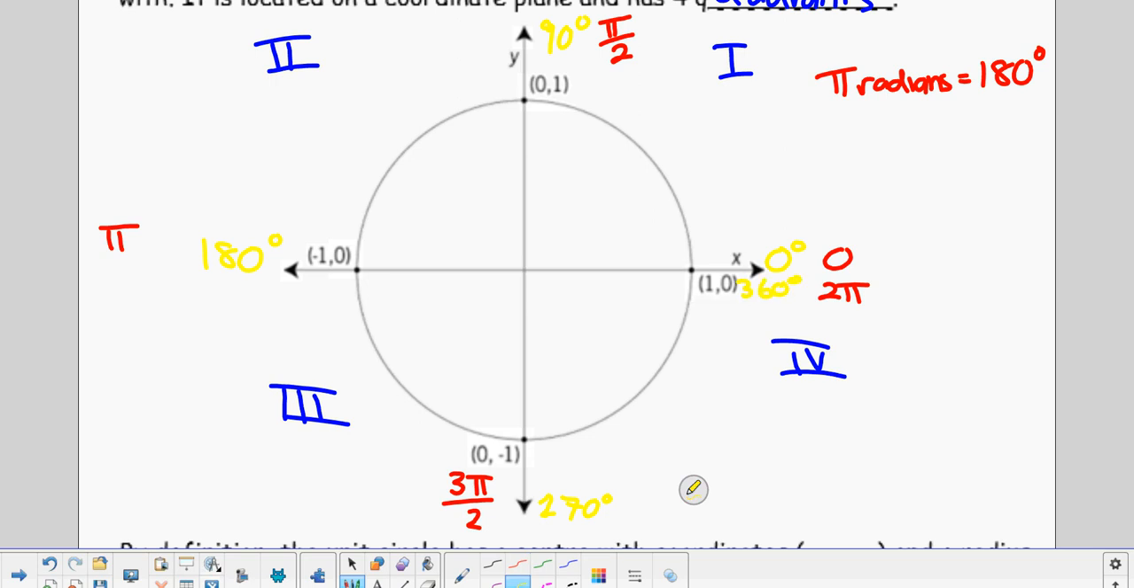Sometimes the question requires you to do pi over 3, which would be 60 degrees, or 2 pi over 3, which would be 120 degrees. So I think that's all the stuff we wanted to write down on there.